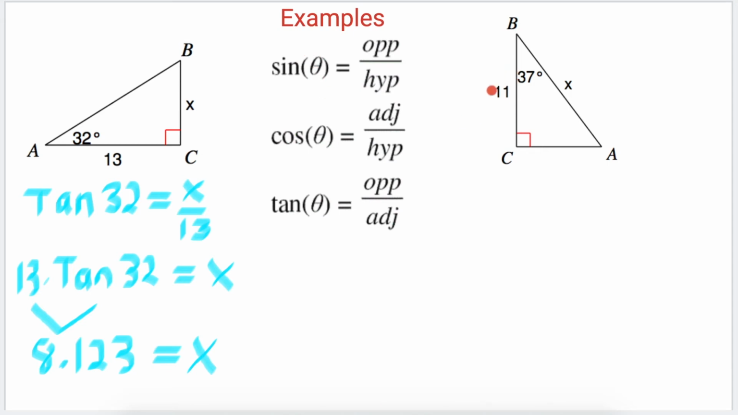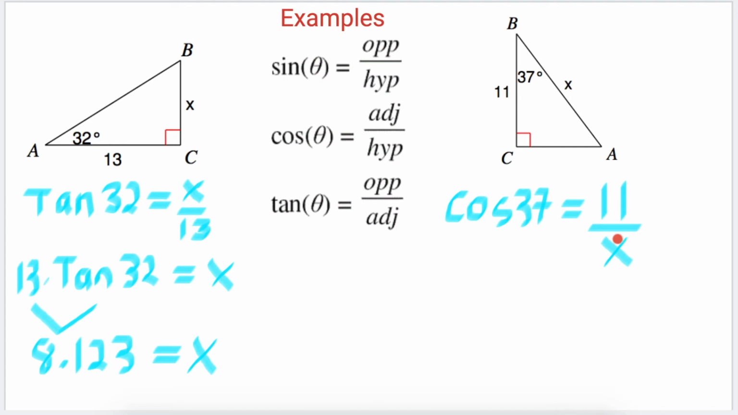If you look at 11, it's right next to 37. So if it's adjacent to 37, I'm going to use cosine. So let's go ahead and calculate. Cosine of 37 is equal to 11 divided by x. In this example, I need to get x alone.